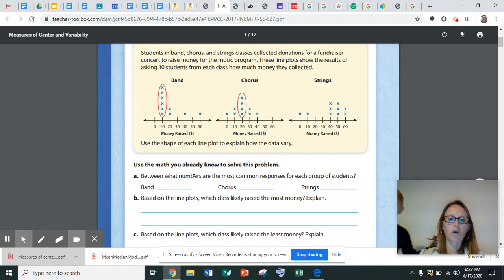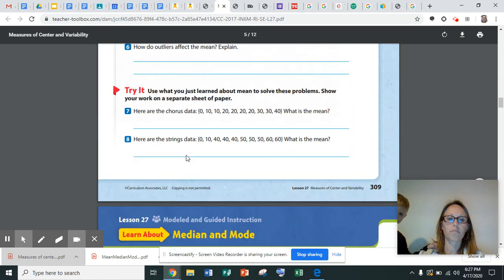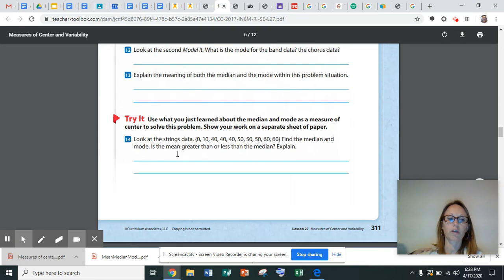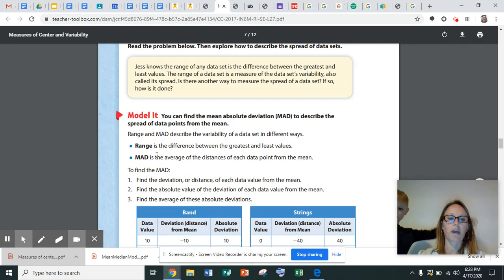Okay, so we've already gone over 306 and 307, mean, median, and mode you're going to be working on. But in this variability, I wanted you guys to look at, okay, so we just went over range. Range is the difference between the greatest and least values. So we just went over that. But I wanted to go over this MAD with you. Okay, MAD is the average of the distances of each data point from the mean.